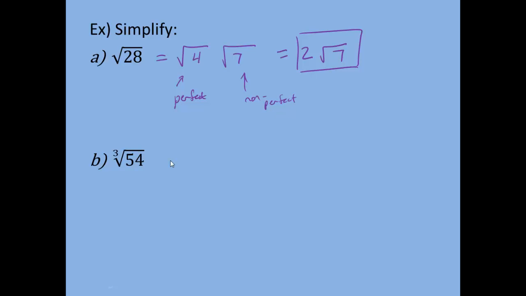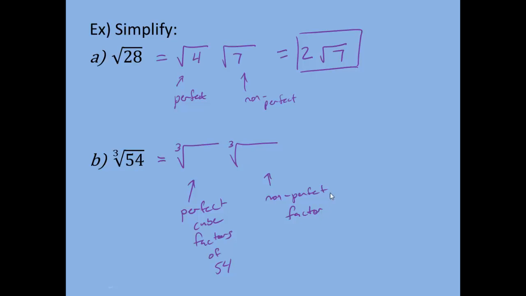So for the next one we want the cube root of 54. For 54, it's not a perfect cube. So there isn't a number times itself 3 times that gives you 54. So we know we're going to try to break this up into two cube roots. In the first one I'm going to put the perfect cube factors because it's the third root, so we need the perfect cube factors of 54. And in the second one I'm going to put the non-perfect factors.